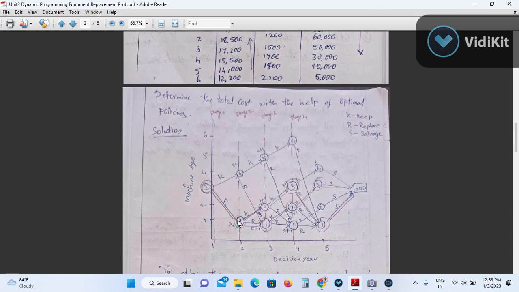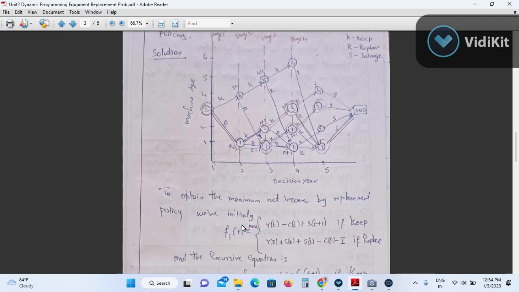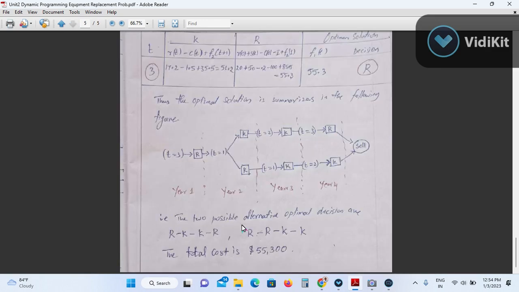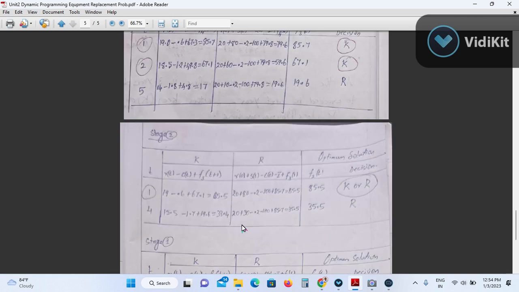Similarly, all those things we compute, and for the first case, among these two values 85.7 and 79.6, 85.7 is the maximum. Therefore, you are going to decide to keep the machine, so that is K here. Similarly, among these two values 67.1 is the maximum. Therefore, you decide to keep that machine, so K. Similarly, among these two, 19.6 is the maximum, so you are going to replace that machine. So that is R here.